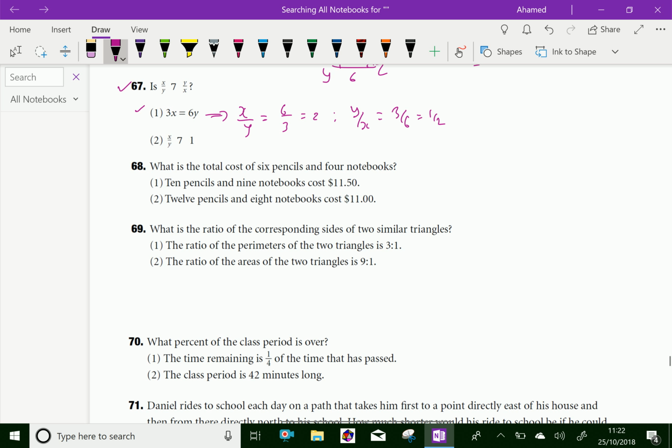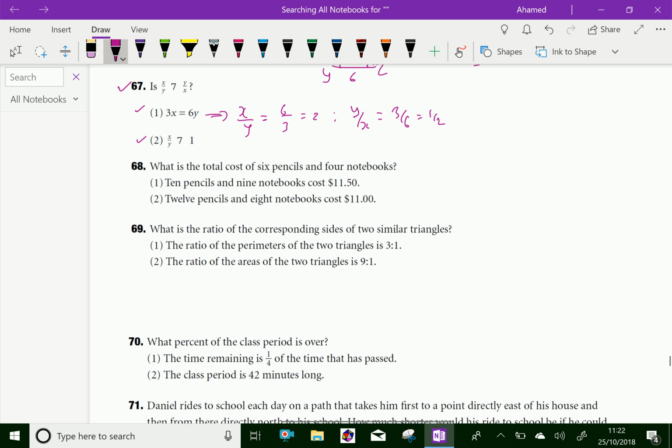From that we can tell which is greater: x over y is 2, y over x is half. So we can say here x over y is greater than y over x. So the first statement itself is enough to solve. Now come to the second one.